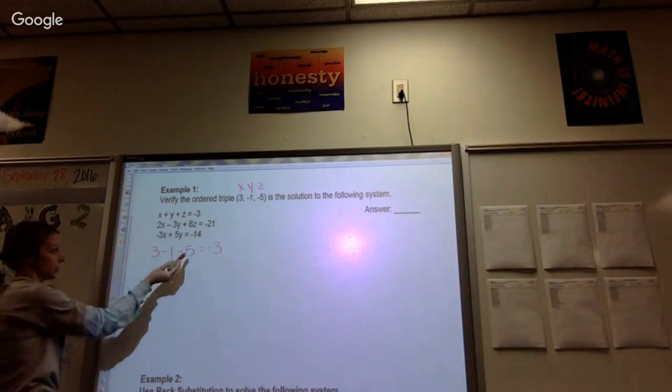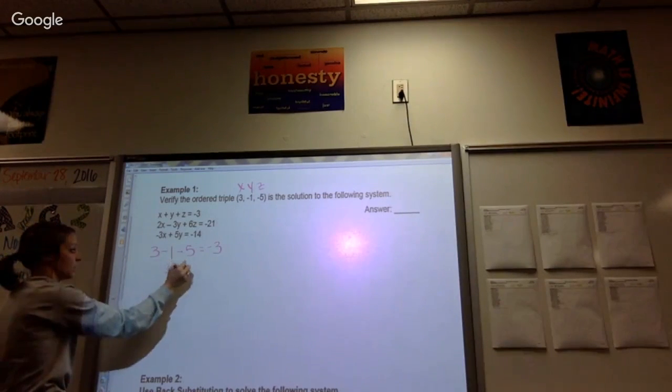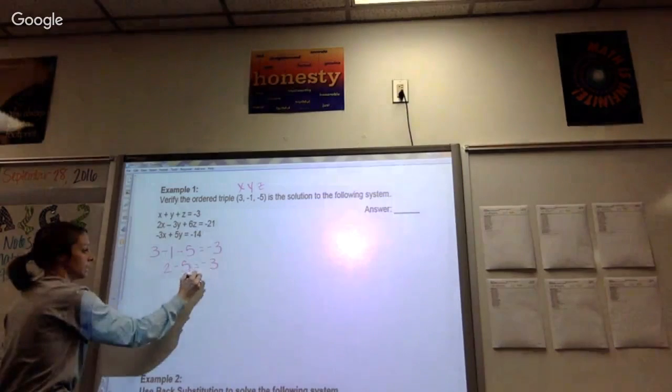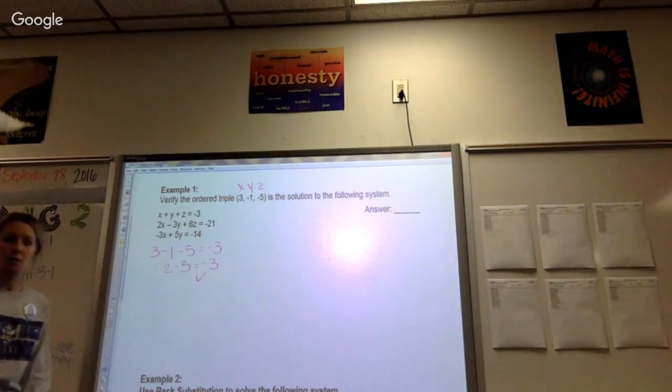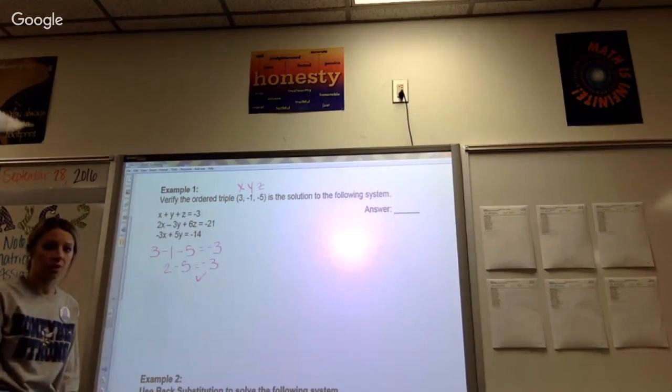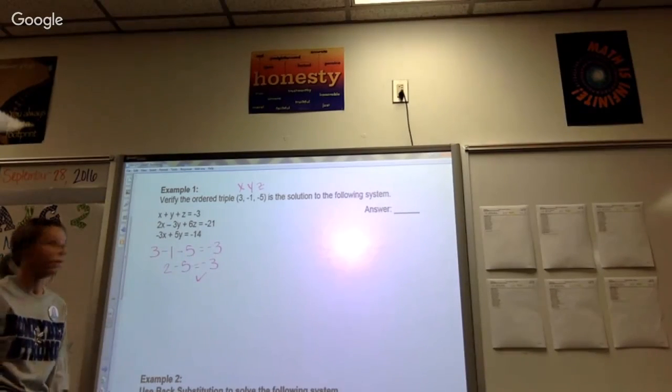When you're working your way from left to right, that would be 2 minus 5, which does equal -3. So that one worked. Just because the first one worked doesn't mean that the others will work, so you have to plug in all three.